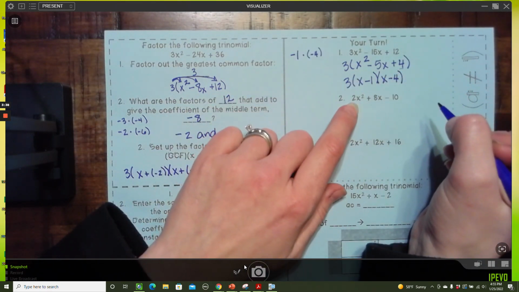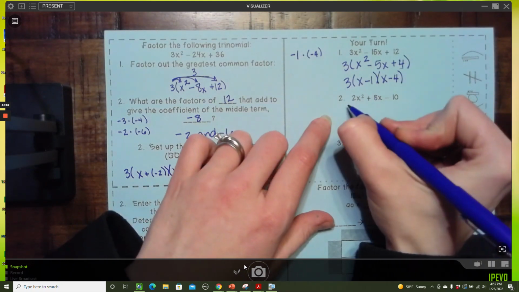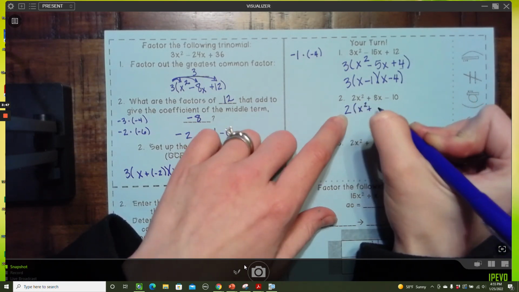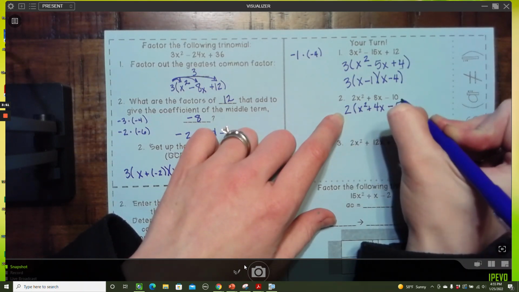All right, and the next one here, my a is a 2. 8 is divisible by 2. Negative 10 is divisible by 2. So we're going to pull that 2 out. 8 divided by 2 is 4. Negative 10 divided by 2 is a negative 5.